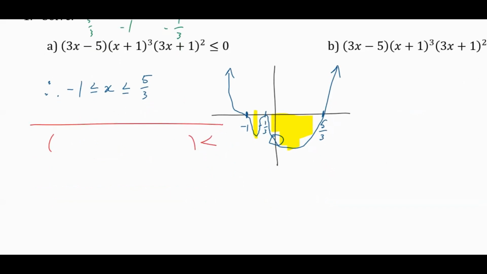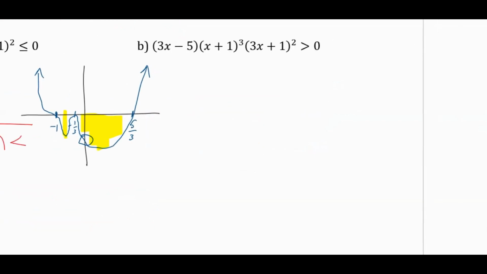Then it's still less than here, and it's still less than here, but you don't count that point because it's equal to, and we don't count that. So I would have to say, therefore, when x is, I would go -1 less than, and not less than or equal to, just less than x less than -1/3, and -1/3 less than x less than 5/3. So just the difference in the symbol in the question makes a difference there.